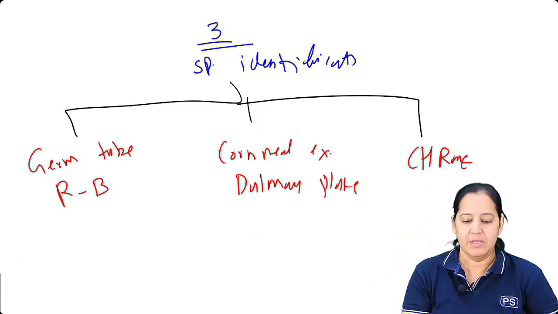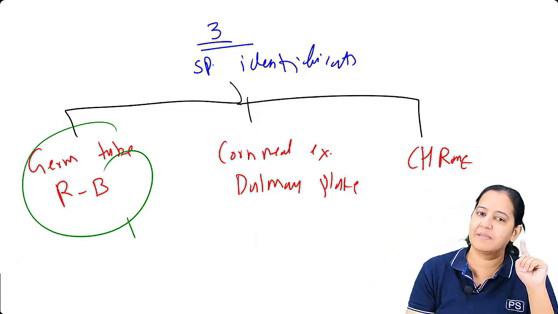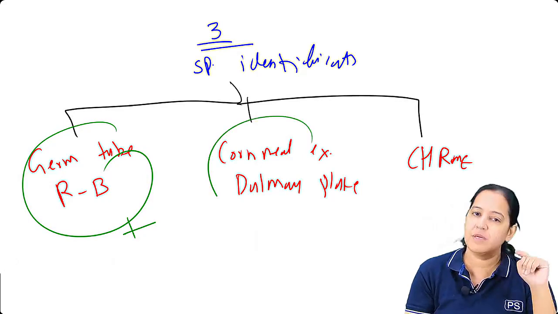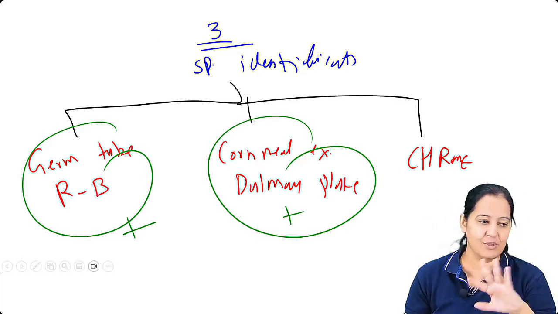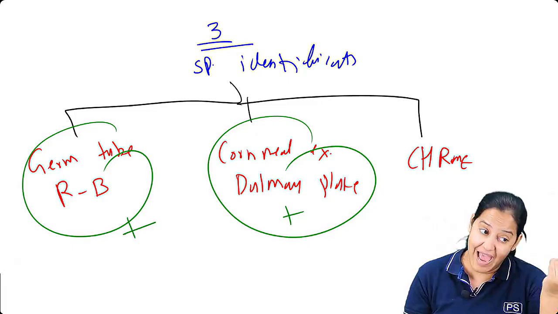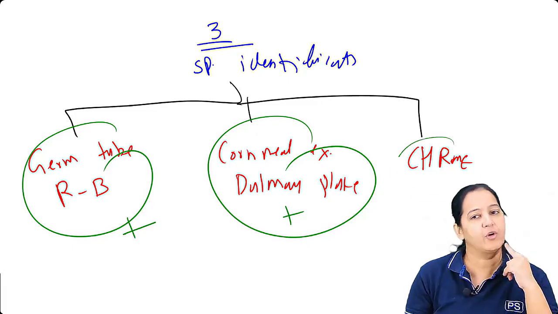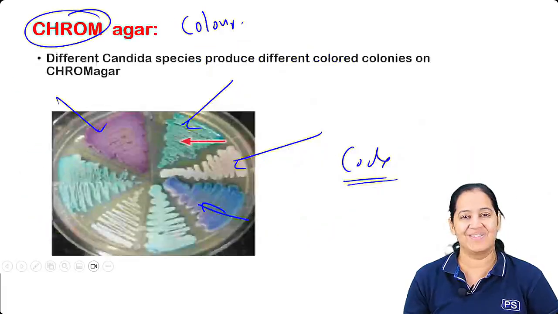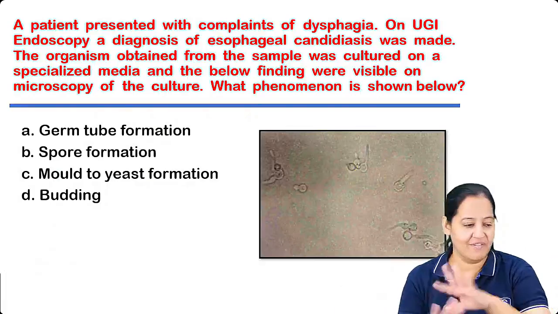So this one is positive only in Candida albicans, not others. The tubes will erupt. This one is also positive only in Candida albicans, not in others. Candida albicans converts into chlamydospore, and in chrome agar, there are different colors. Okay, so this is the Candida. Read the question, tell me the answer. We are done with Candida.